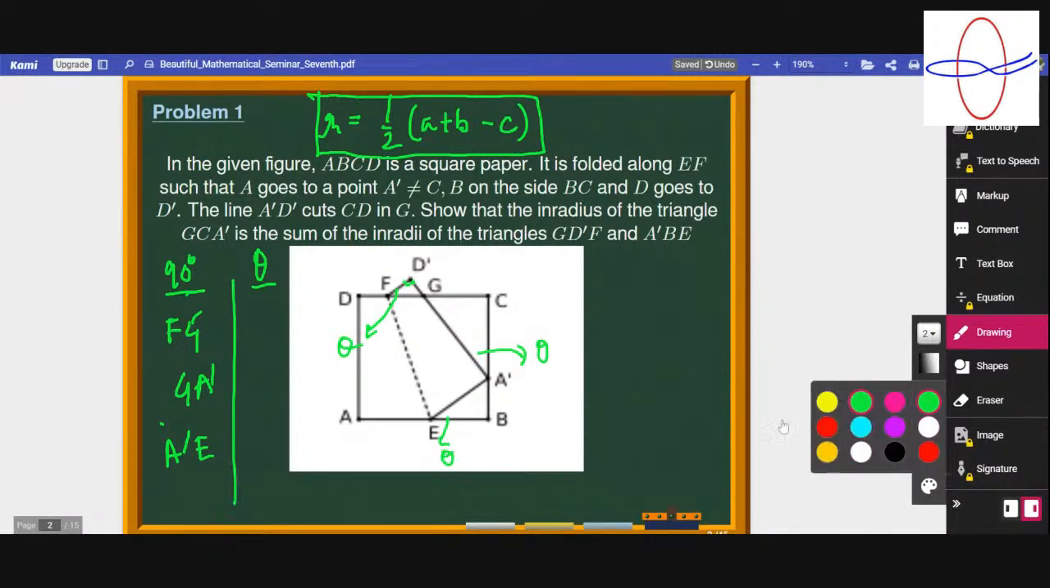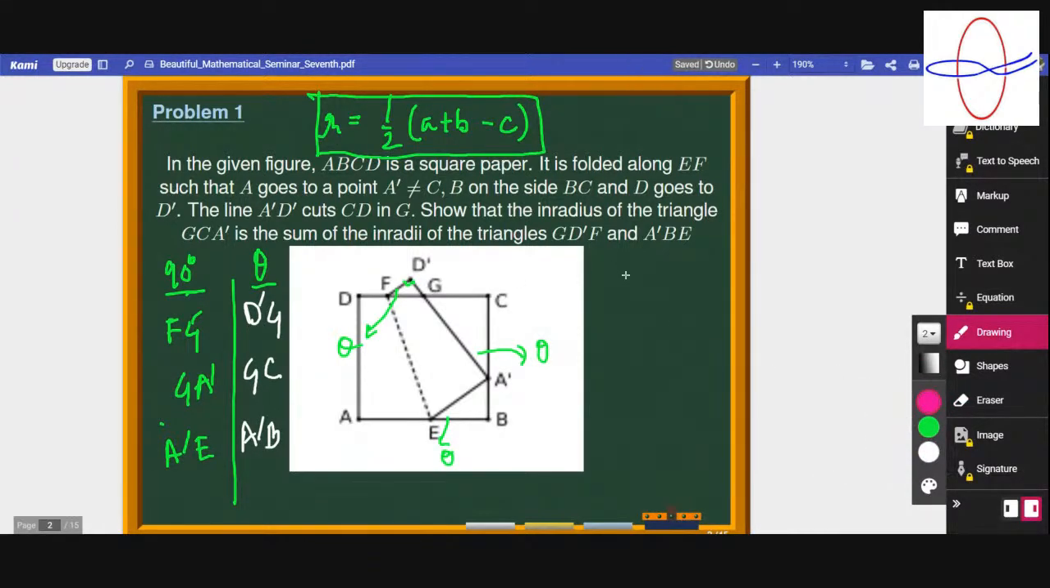For theta, we have D dash G, we have GC, and we have A dash B, the corresponding sides. And for 90 degrees minus theta, what do we have? This one. We have D dash F, we have CA dash, and we have EB, right?